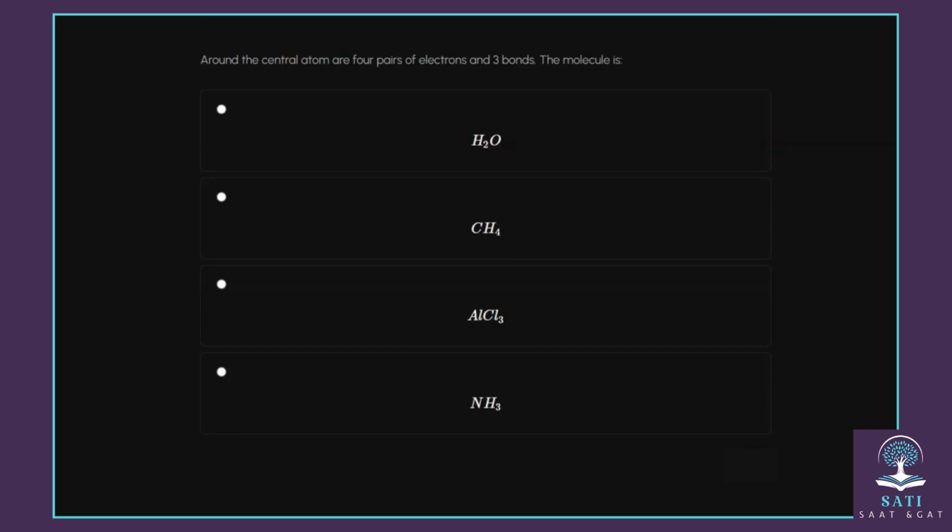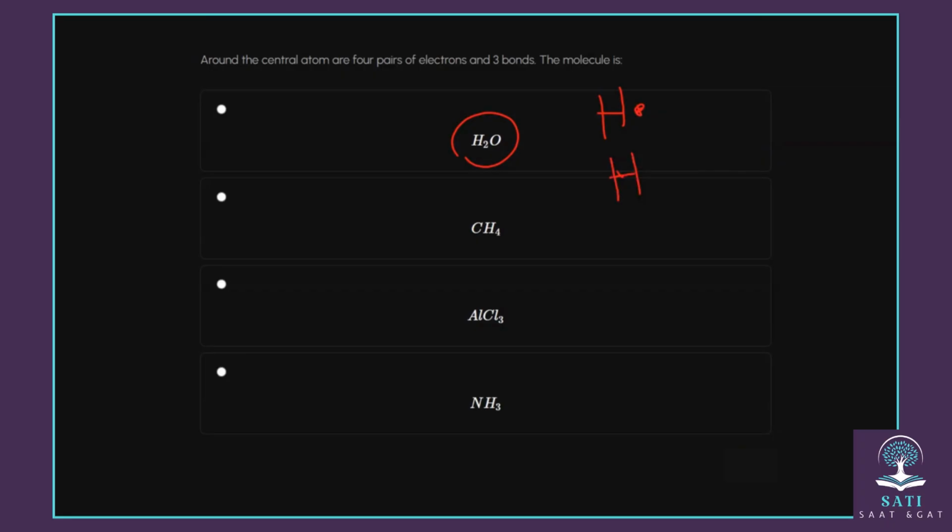Around the central atom are 4 pairs of electrons and 3 bonds. Okay, we're going to draw the Lewis structure for each molecule. So here, what is the Lewis structure? The hydrogen has only 1 valence electron.